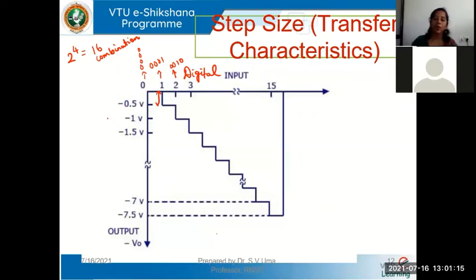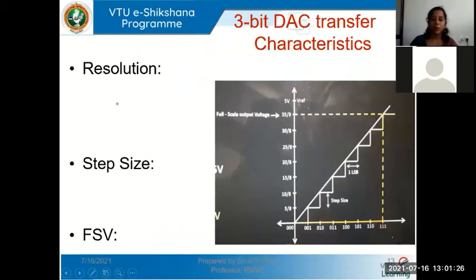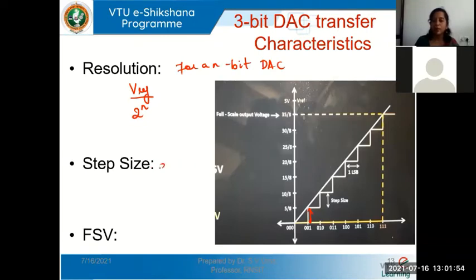The analog output voltage will be negative because the input is given to the inverting terminal. Now, I already told you about resolution. The size of one step, or the first step size, is the resolution. For an n-bit DAC, we can measure the resolution as Vref by 2 to the power of n. The step size is also almost the same as resolution.